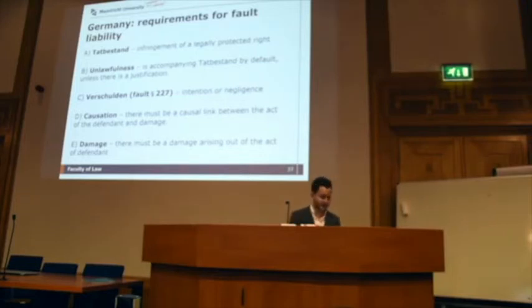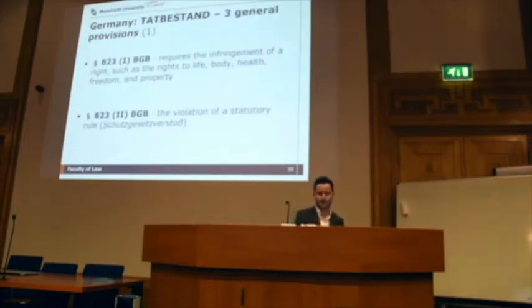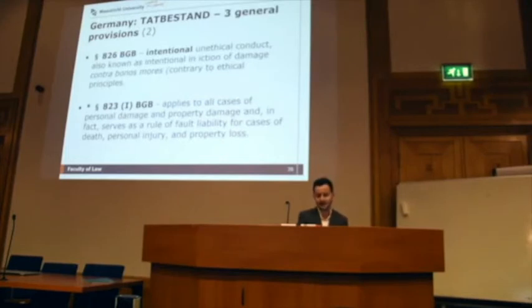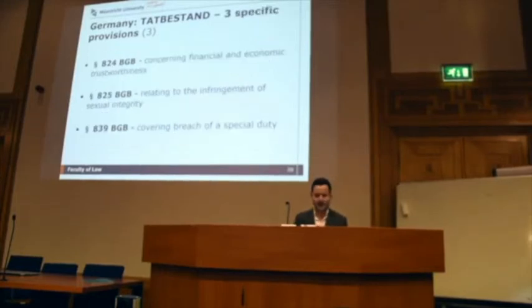The next requirement is unlawfulness. If a person has fulfilled the Tatbestand, it means that his conduct is in principle unlawful, unless there is a justification. There are three possible justifications: self-defense, codified in paragraph 227, necessity in paragraphs 228 and 904, and self-help that can be found in paragraphs 229 and 859.